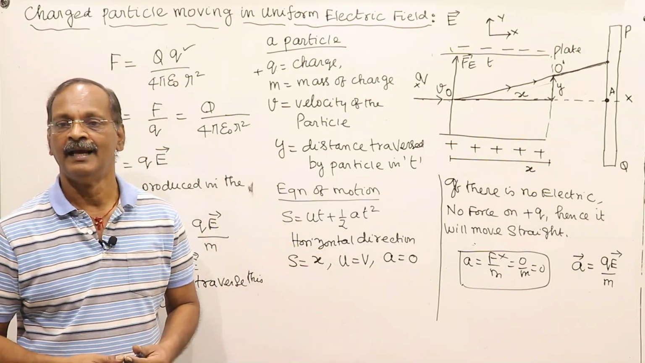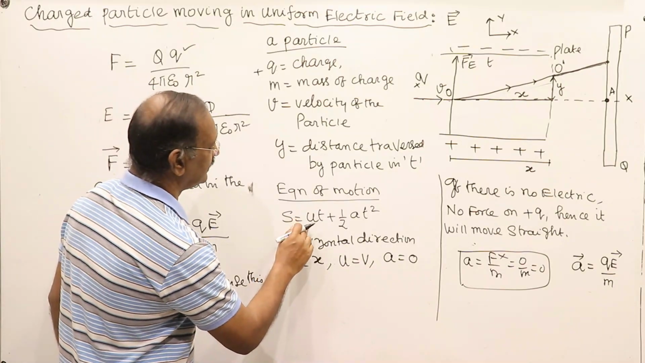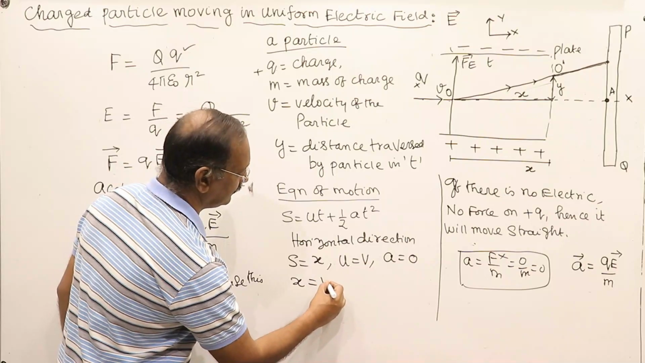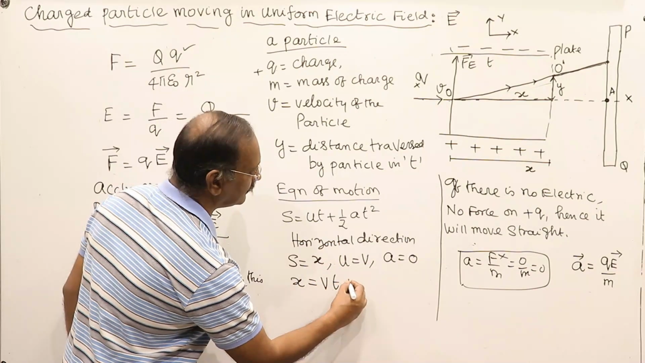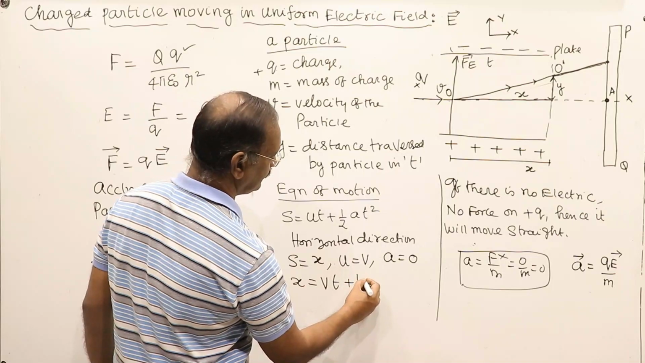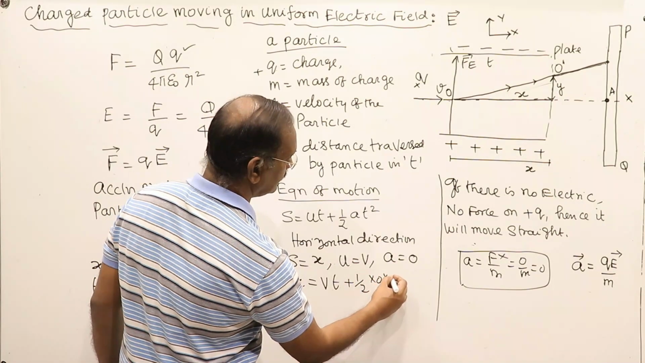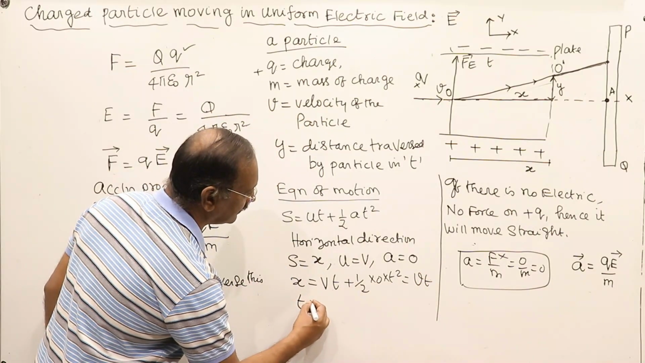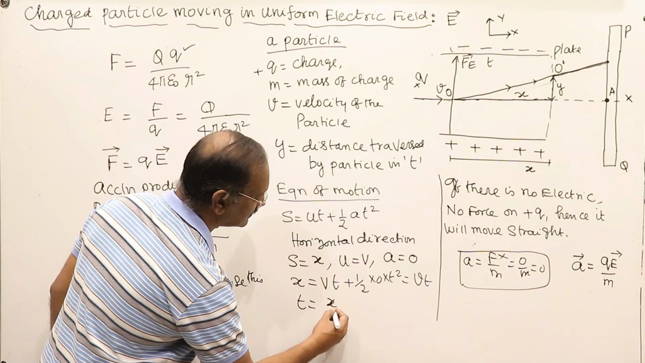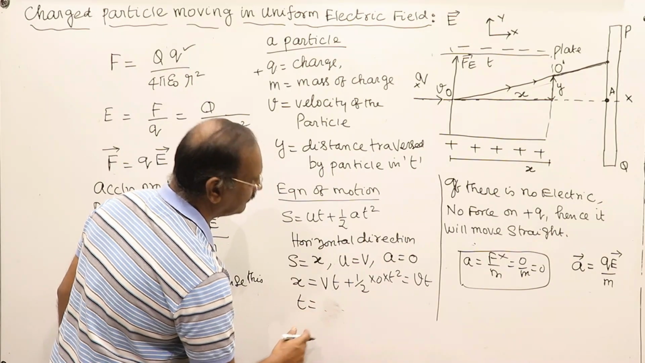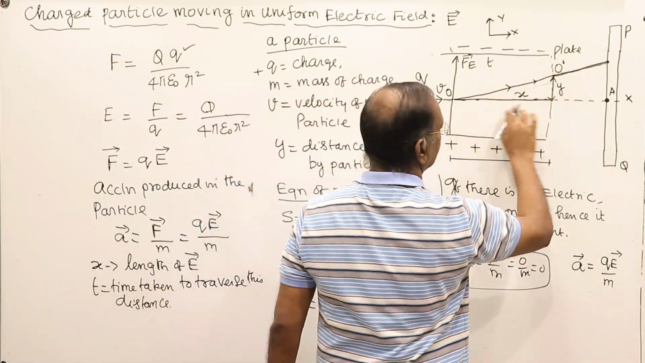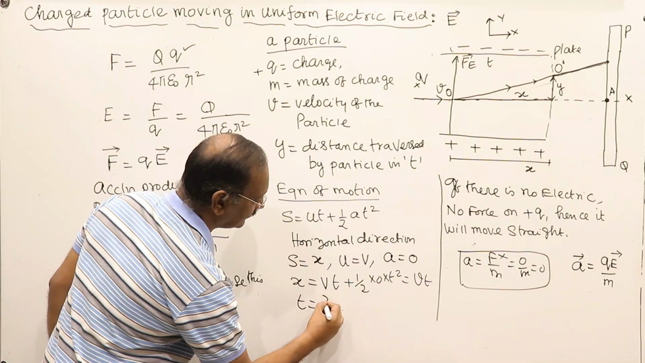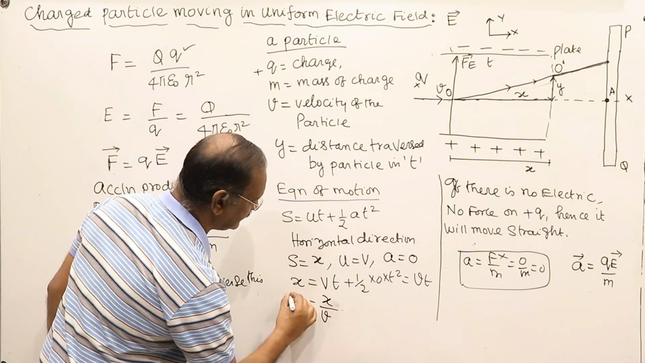That is why acceleration is equal to 0. So substituting in this equation, S is equal to x, and u is equal to v, and t is equal to t plus half into 0 into t square, which is equal to vt, or time taken is equal to x by v. This is the time taken by the particle to reach this point. At the same time it is traveling in the x direction. So t is equal to x by v. This is the time taken.